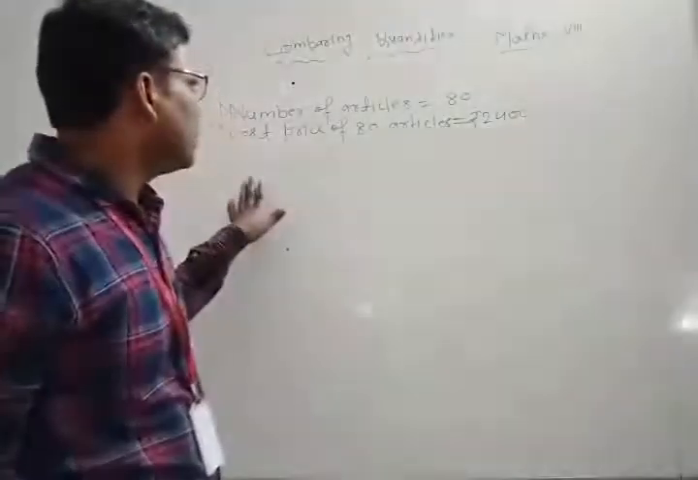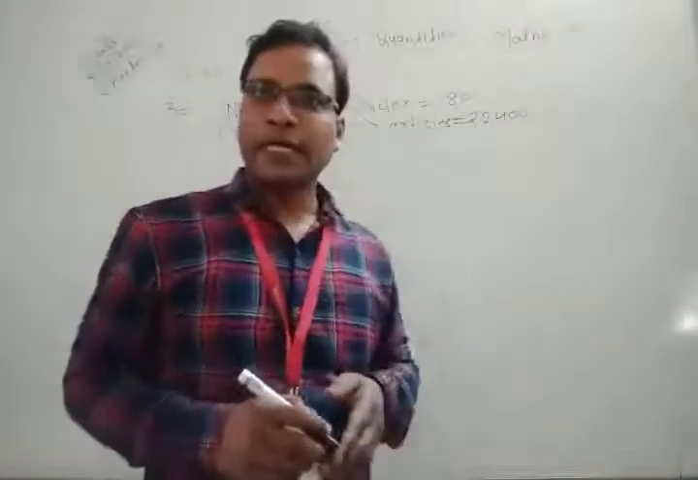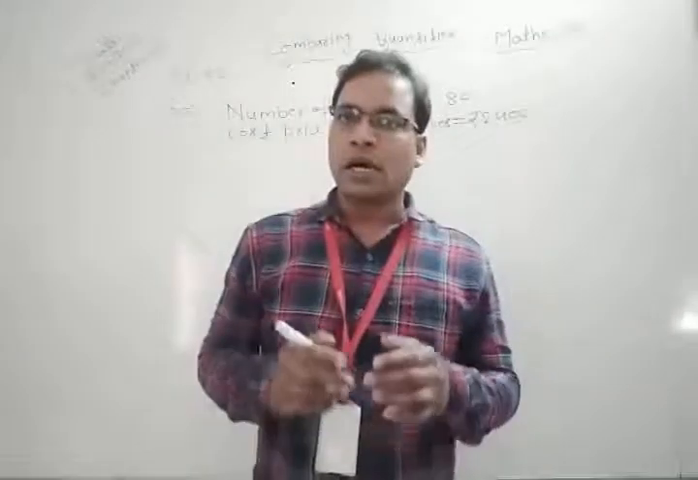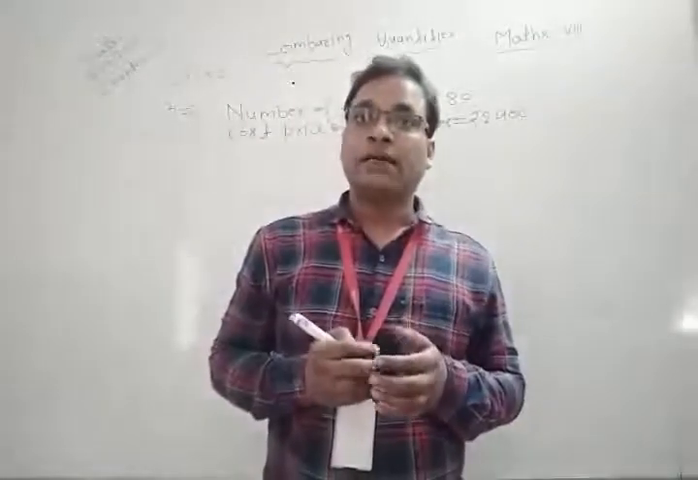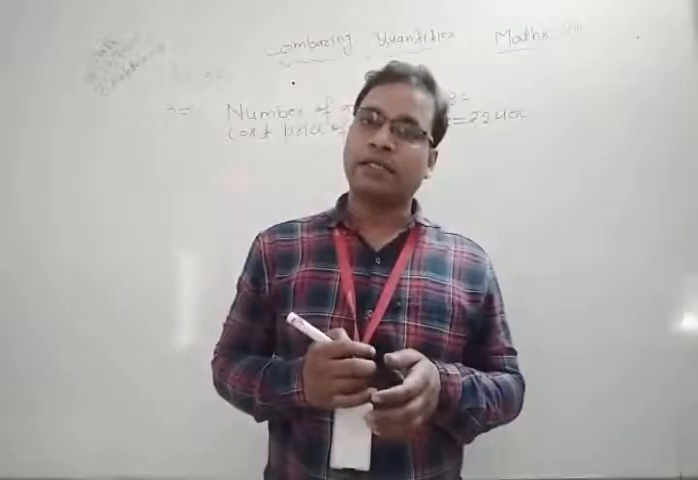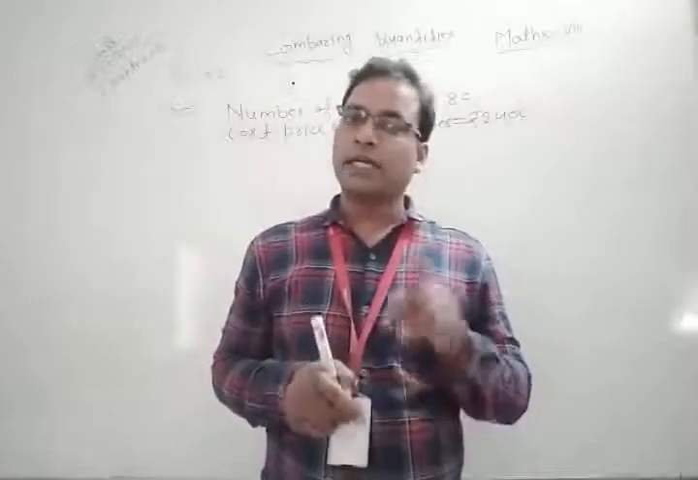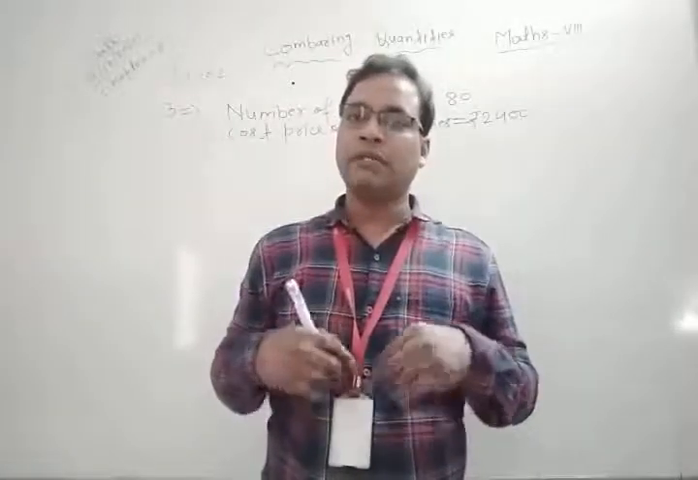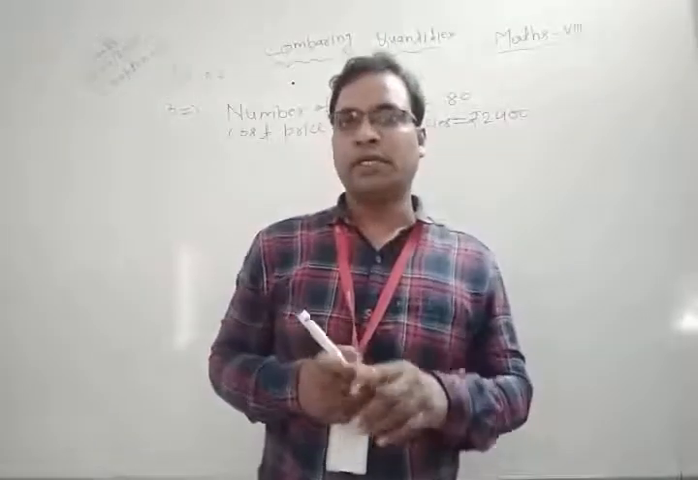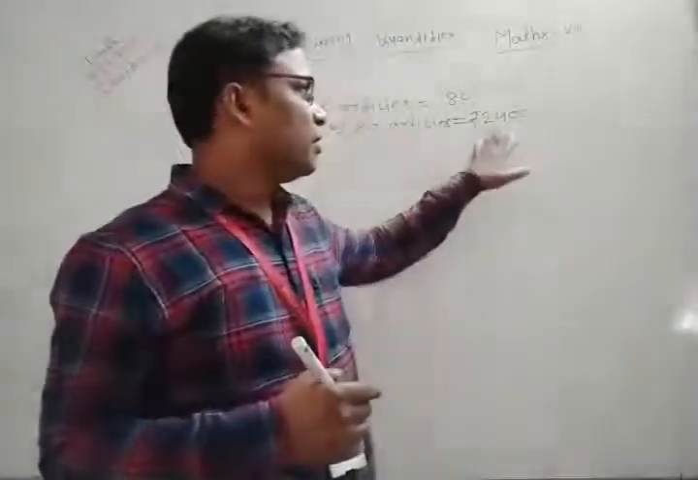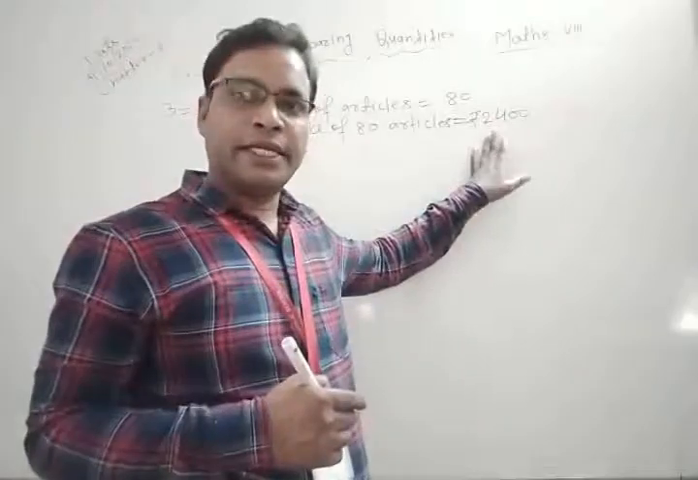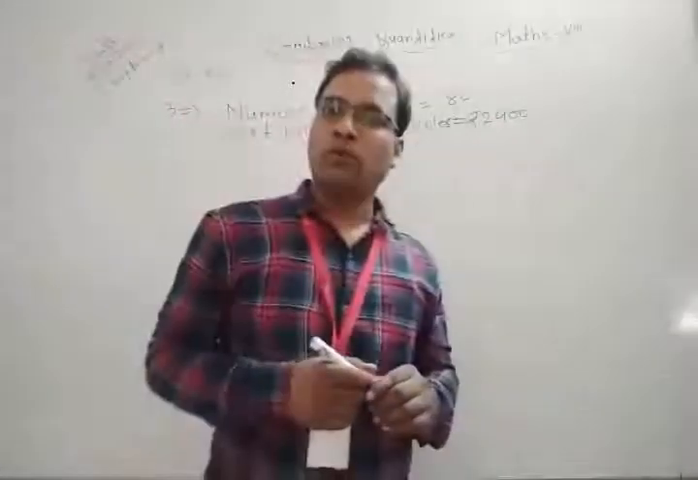So first we find cost of one article, because the question asked us to find the selling price of one article. So for this, first we find cost price of one article, because we need to find selling price of one article. So for this we divide 2,400 by 80. Then we find cost of one article.